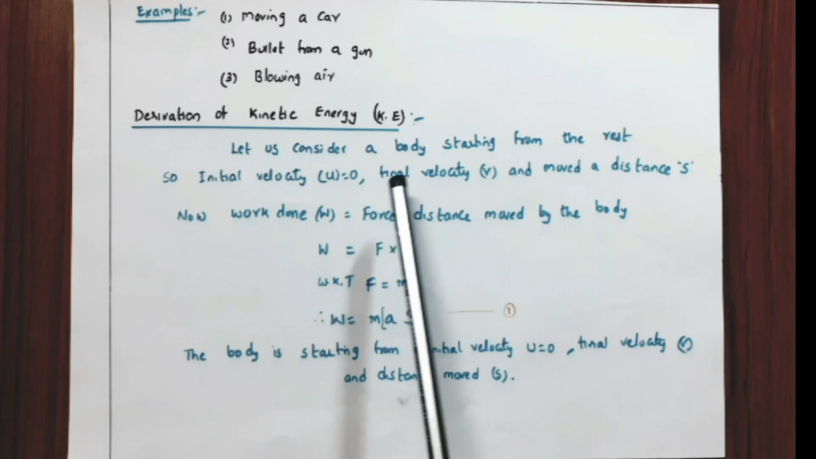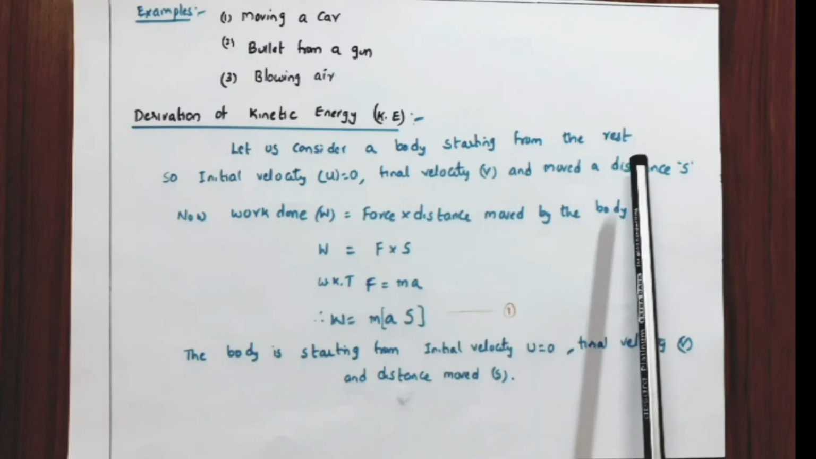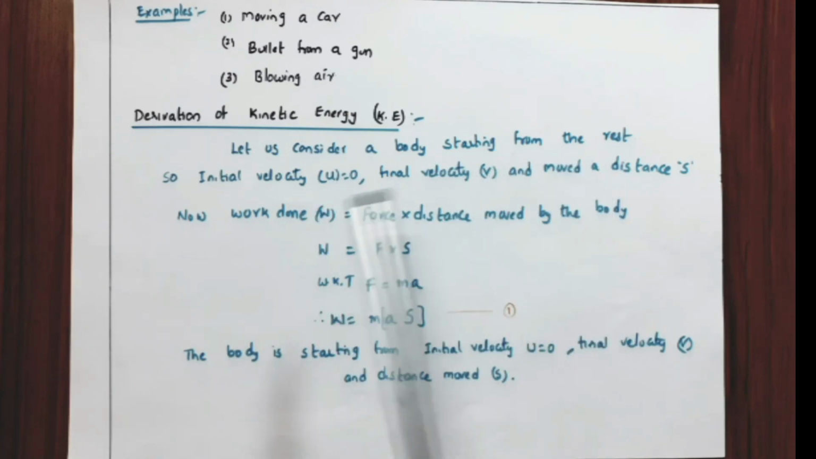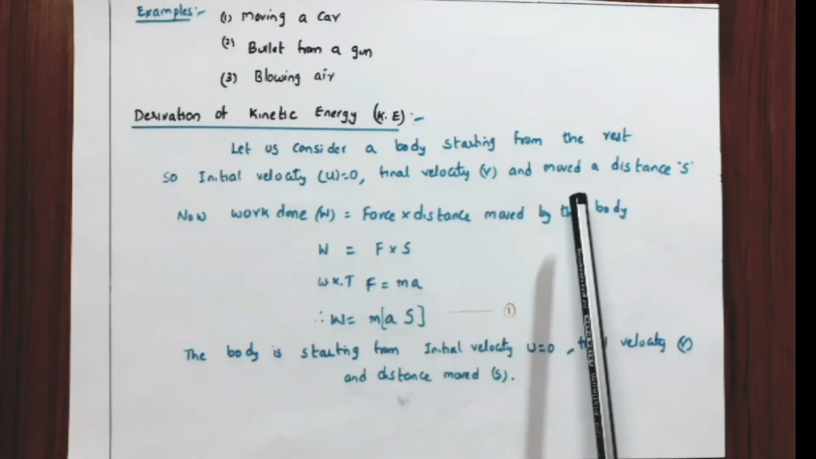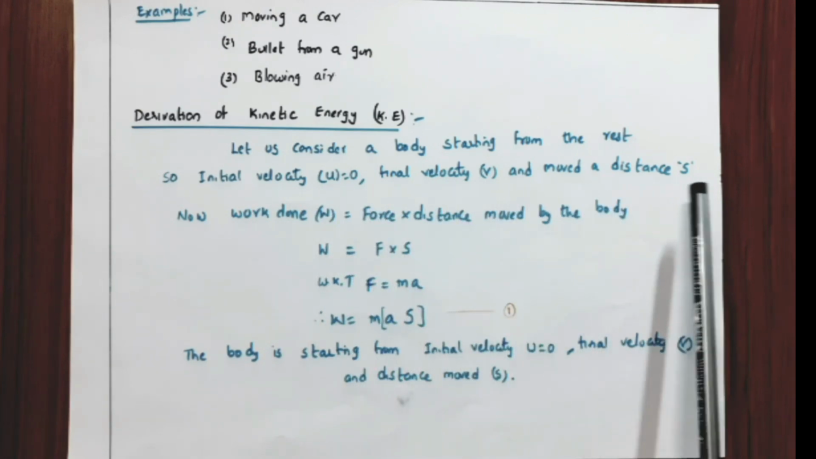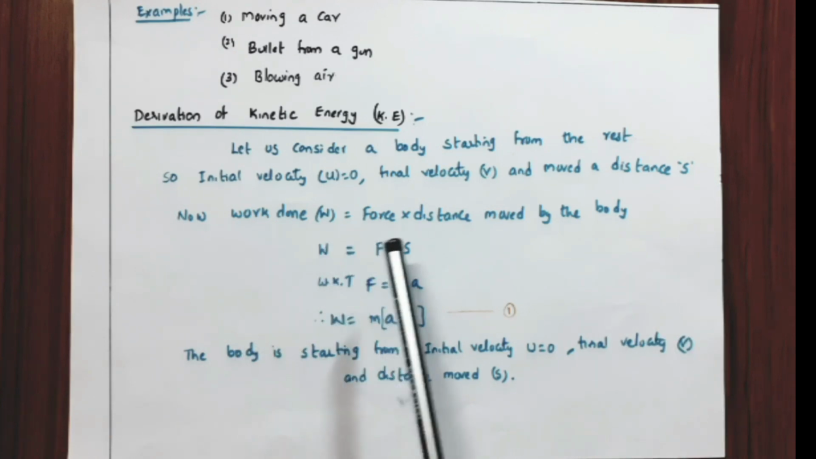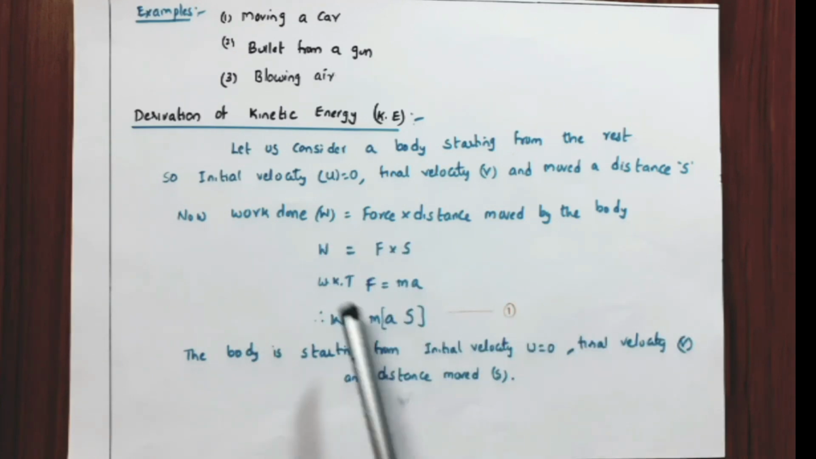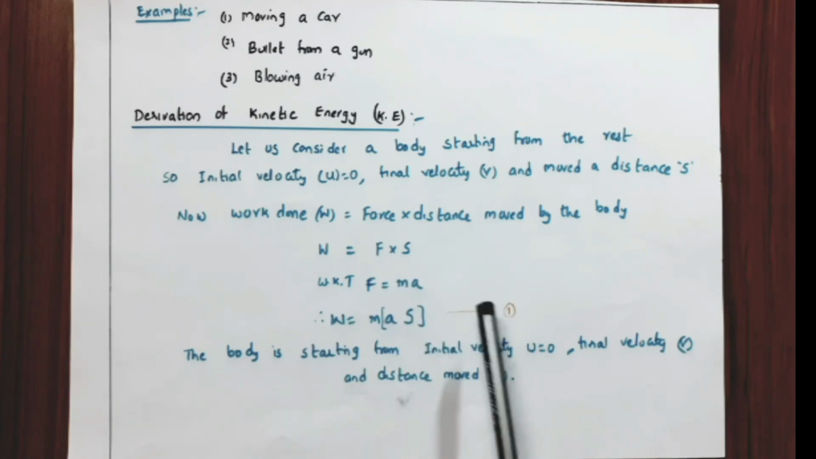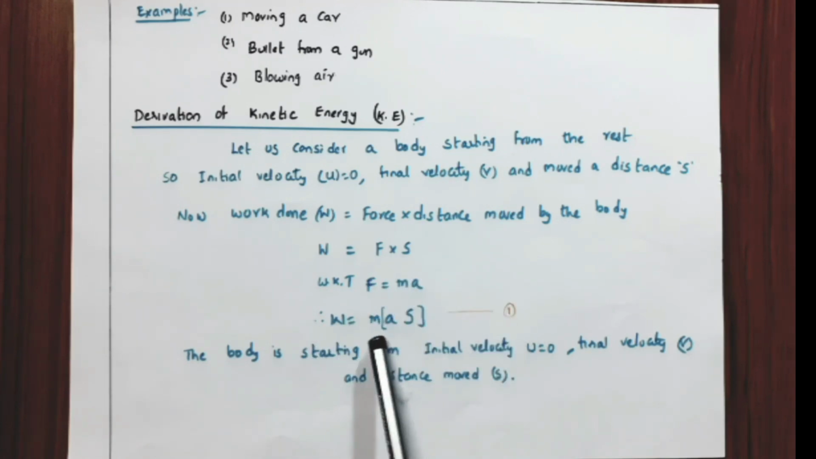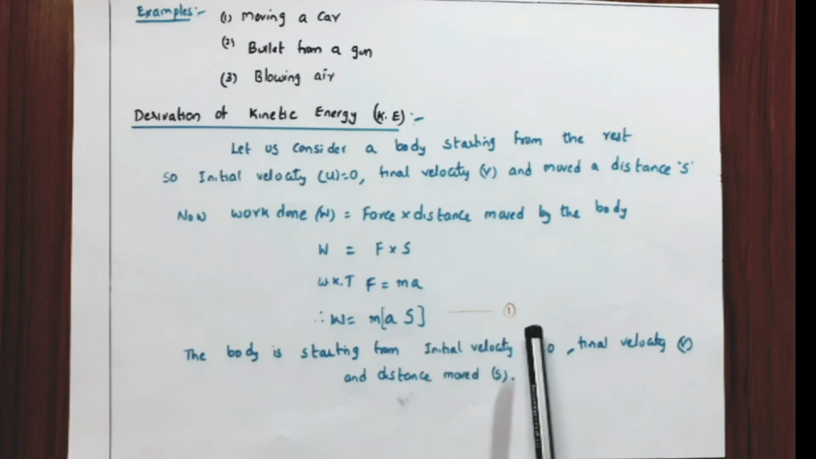Let us consider a body starting from rest. The initial velocity of the body is 0 and the final velocity is v, and the body has moved a distance s. Work done equal to force into distance moved by the body. So W equal to force into distance. We know that F equal to ma. So W equal to ma into s. This is equation number 1.